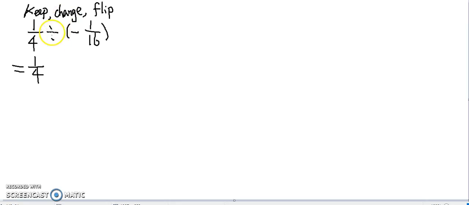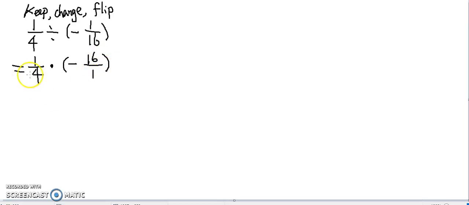And you have the division sign, we're going to change it to multiplication. So here we're going to use a dot. You can also use a cross sign if you want to. And for the second fraction, we will flip it. So when we flip, we don't change the sign. So the negative will still stay there. We only flip the top and the bottom. All right, so let's put a 16 on the top and 1 on the bottom.